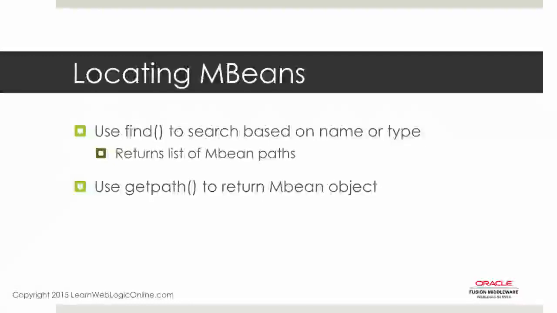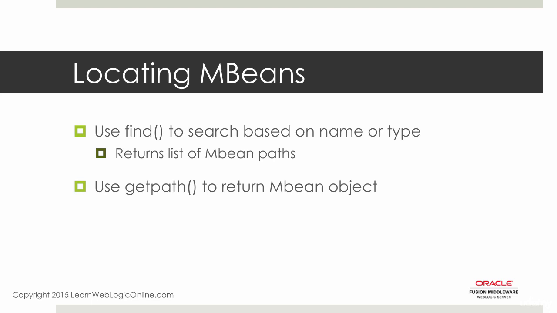So I briefly mentioned how to navigate an MBean hierarchy. You can actually search for MBeans, and there are two commands that you typically use to locate MBeans, and one is find. And you can find MBeans based on the name of the MBean or a type of MBean. So let's say we want to use find in our WLServer example domain that we use in the lab.